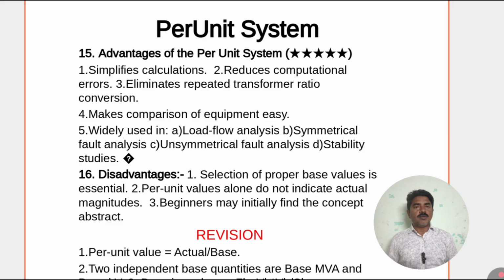Advantages of a per unit system. Advantage means calculations are very simple. It reduces complications and errors. The transformer turns ratio is eliminated. The fourth one is that comparison of different ratings of equipment is easy. It is also widely used in load flow analysis, symmetrical fault analysis, unsymmetrical fault analysis, and stability studies. These are the advantages.